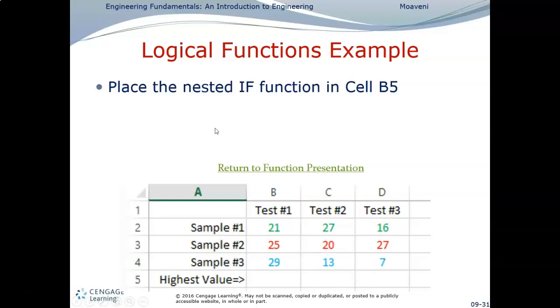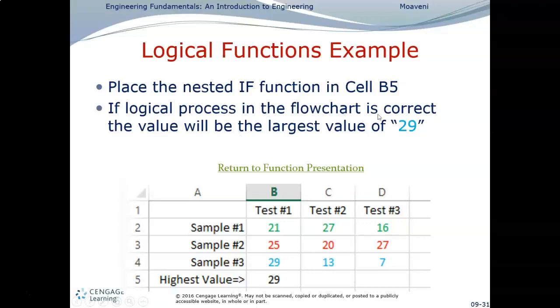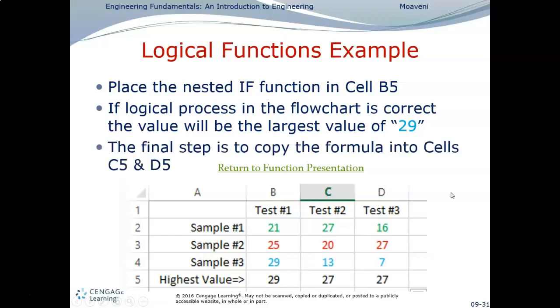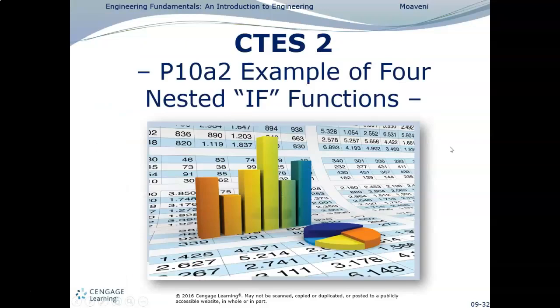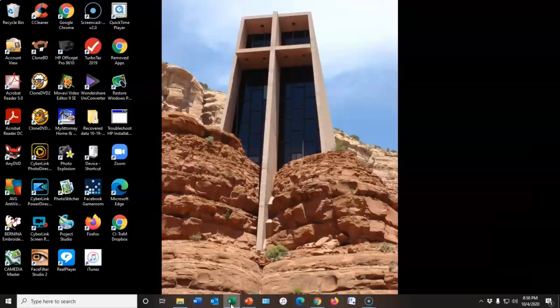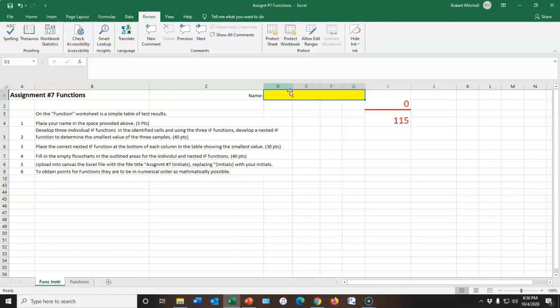Place the nested if function in cell B5. If the logical process in the flowchart is correct, the value will be the largest value, and in this case it's 29, and yes it is. So the final step is to copy the formula into cells C5 and D5, and if you've done it right, you will come up with the highest value in test 2, which is 27, and the highest value in test 3, which is 27.